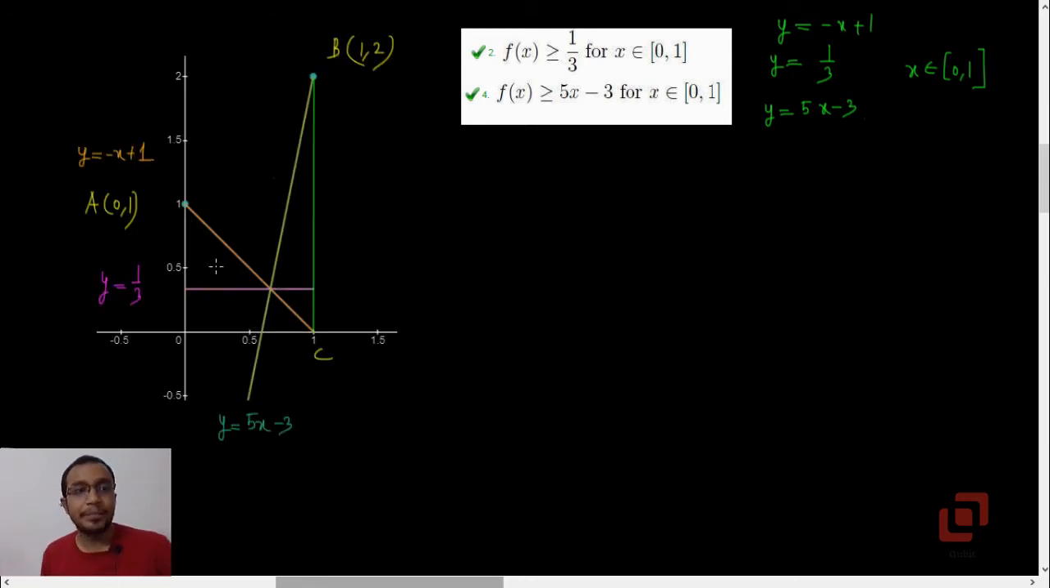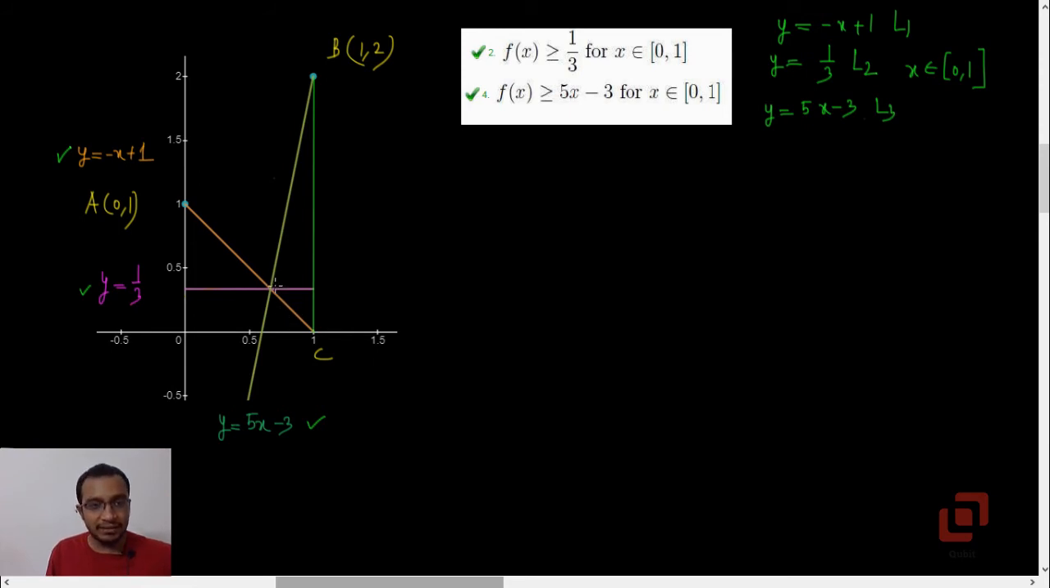Observe the figure. The orange line is y equal to minus x plus 1, which is the first line here. Then this horizontal pink line is y equal to 1 upon 3, which is the second line here, L2. And this faint green line is y equal to 5x minus 3, which is the third line here.